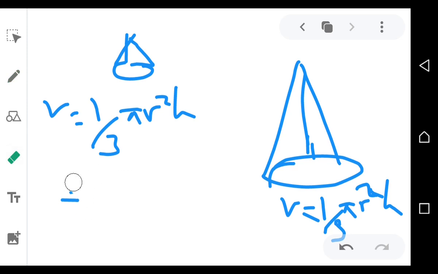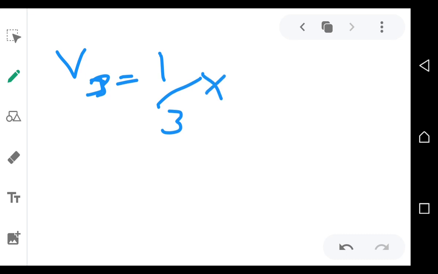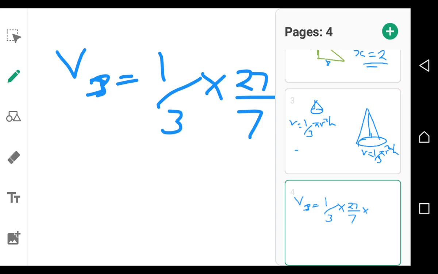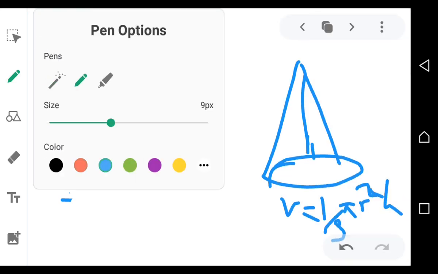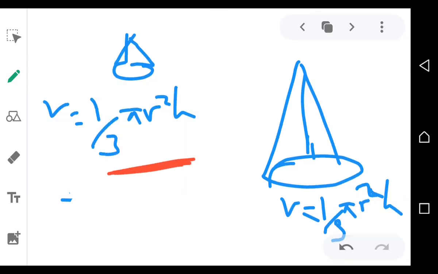I'll start with the smaller pyramid. So the volume of the small pyramid will be 1 over 3 times pi, which is 22 over 7, times the radius of the smaller circle. I'm now finding the volume of the smaller pyramid, because I need two volumes: the volume of the smaller pyramid and the volume of the larger pyramid.